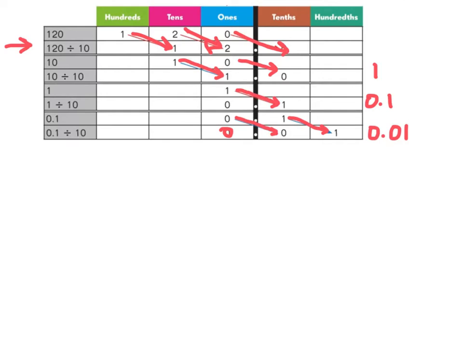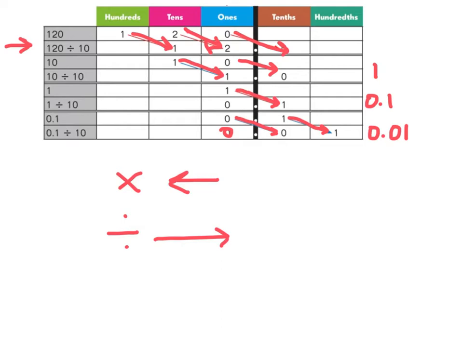This is exactly opposite of multiplication. When we multiply by 10, the digits all move to the left. When we divide, digits move to the right by the number of zeros that are in your multiplier. So if we're multiplying by 10, things move one place. By 100, they move 2.